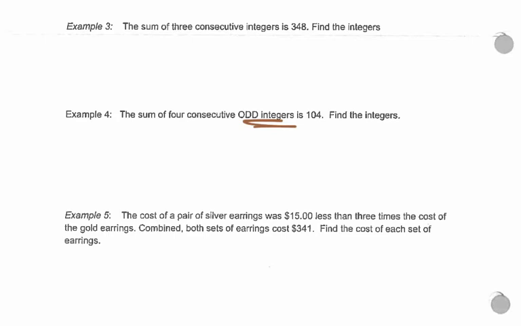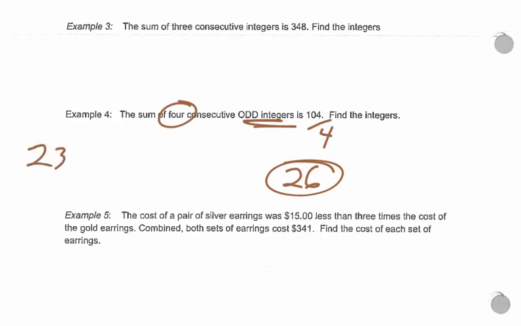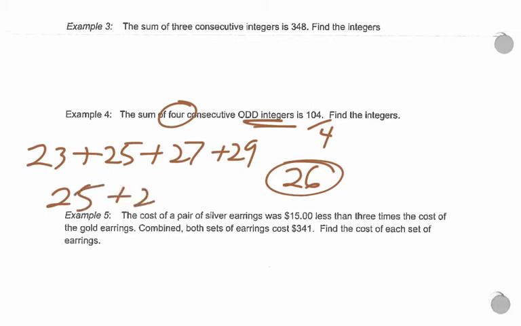Consecutive odd. But since there's 4 of them, if you divide 104 by 4, you get 26. Now, 26 is not an odd number, right? But now you can guess numbers around 26. So you could guess like 23 plus 25 plus 27 plus 29. And let's say you didn't guess that right away. Maybe you guessed 25 plus 27 plus 29 plus 31. When you add these up, you get 112. Well, that's too large, so maybe you go down a number. So maybe you go down to 23, like I said.